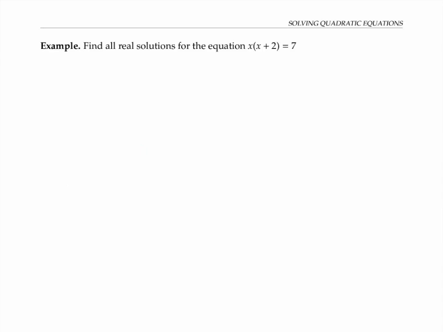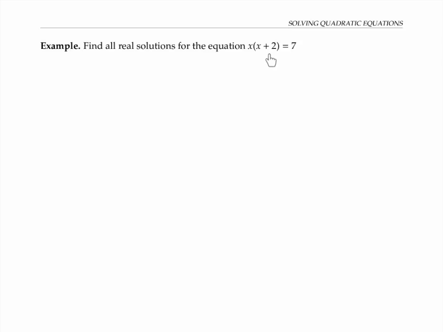Now let's find the solutions for the equation x times x plus 2 equals 7. Some people might be tempted to say that if two numbers multiply to equal 7, then one of them better equal 1 and the other equals 7, or maybe negative 1 and negative 7.